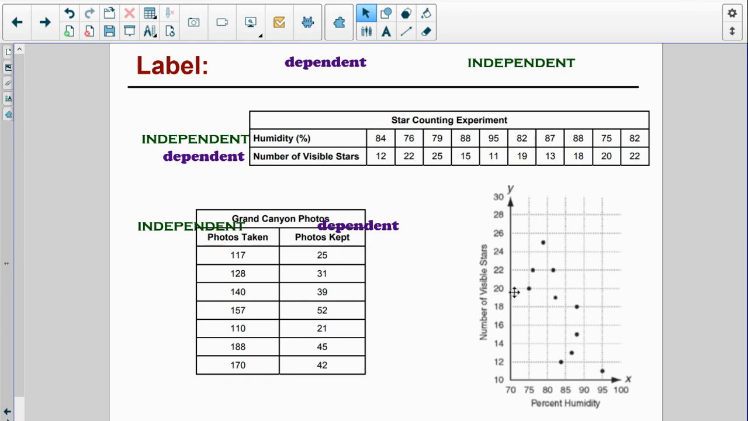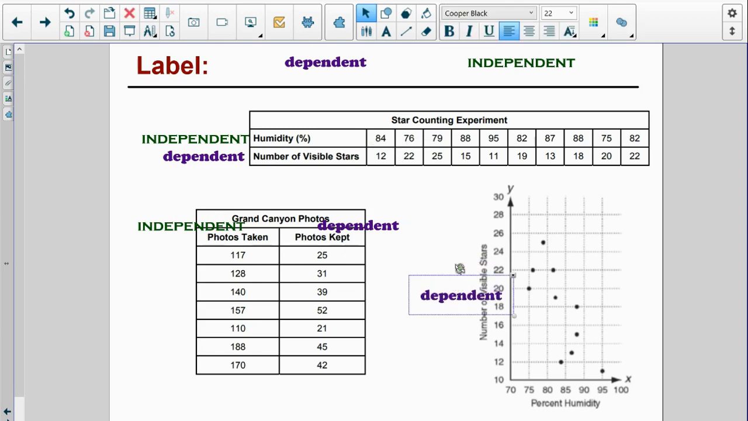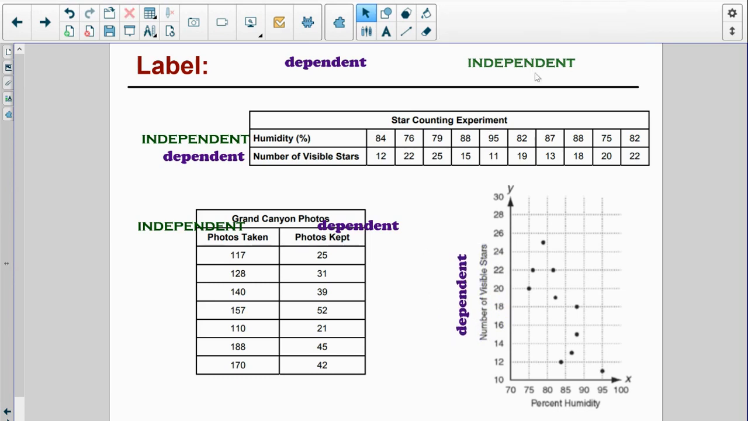When it's given to you in graph form, just like we did on the previous page, we saw that our dependent variable is the y variable. So the number of visible stars, if I can get that straightened out, there we go. And then our independent variable is the x, the percent humidity.